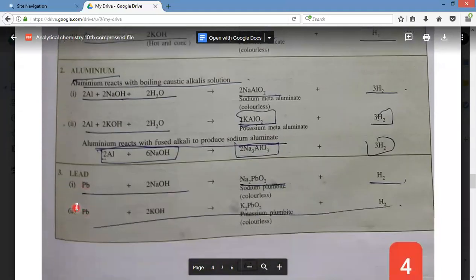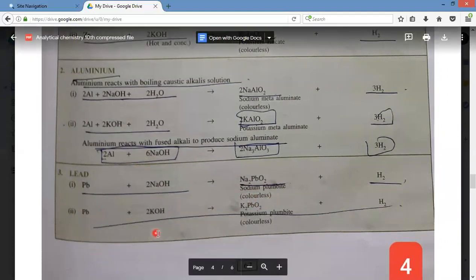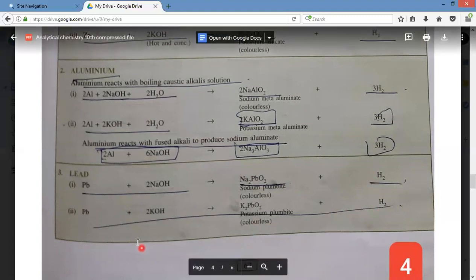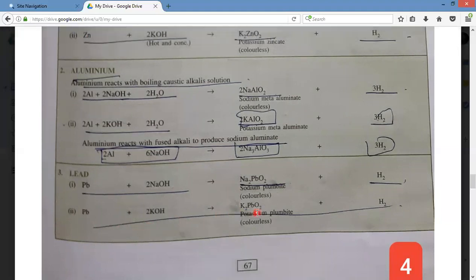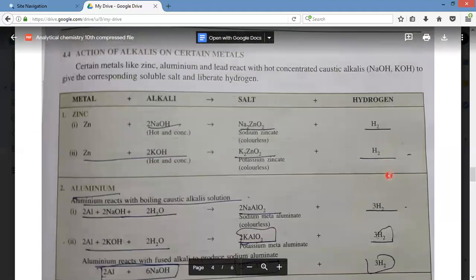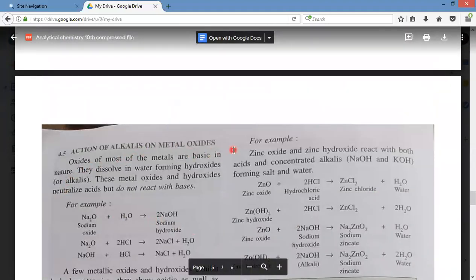Lead. Next reaction is with lead. Lead treated with sodium hydroxide, sodium plumbite is forming, and that is colorless in nature, with hydrogen gas. Again lead with caustic potash, potassium plumbite is forming, again colorless in nature, with hydrogen gas. Always remember, whenever a metal reacts with an alkali, there will be a formation of salt and hydrogen gas. And the test of hydrogen is that it gives a pop sound and burns with a blue flame. Next is the action of alkali on metal oxide.